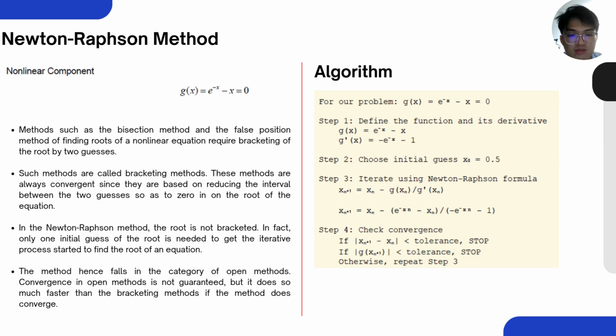In step 3, we need to iterate using the Newton-Raphson formula until we reach convergence. Last but not least, step 4, we need to check the convergence. If the error is within tolerance, we will stop. Otherwise, we will repeat step 3. So this is the Newton-Raphson method algorithm.